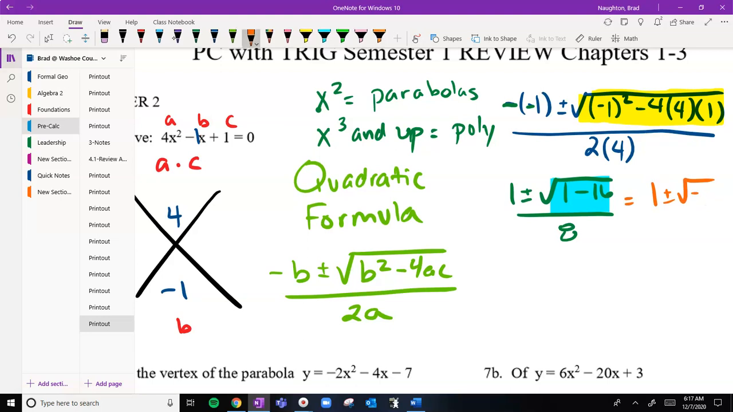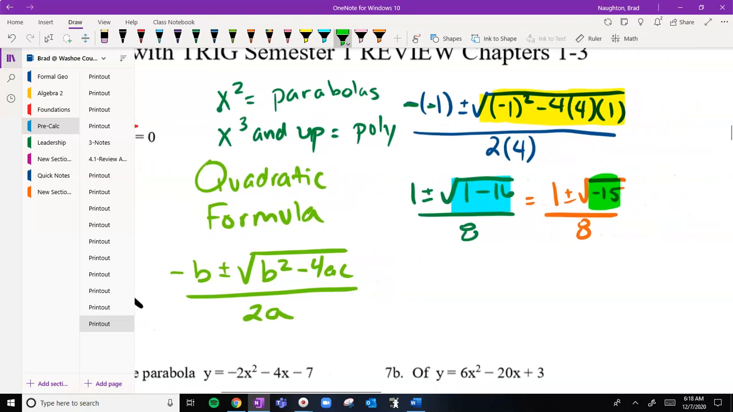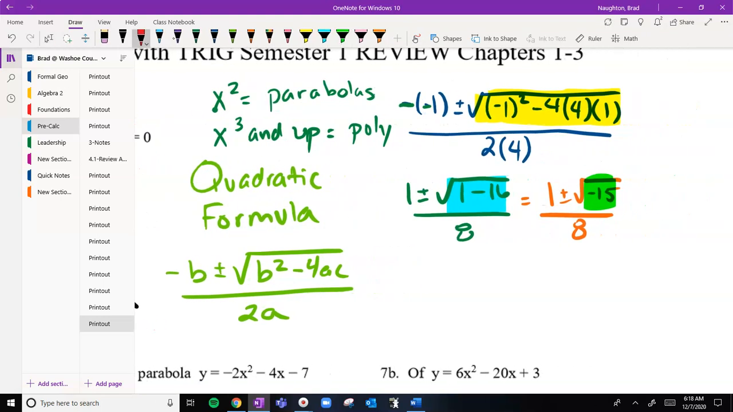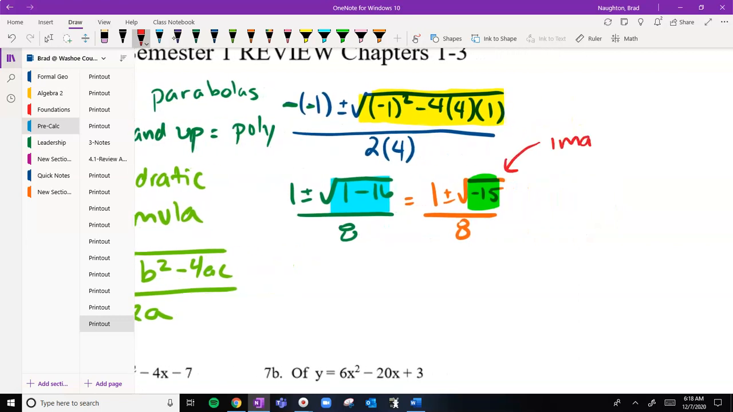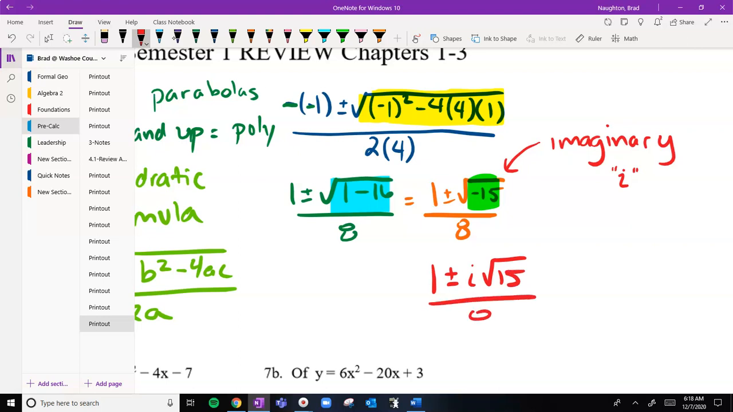I don't know where I wrote 115. It's kind of crazy. Anytime you have a radical and you have a negative inside of it, that's imaginary. So to account for that, we're going to use the imaginary unit i. This is going to be 1 plus or minus i root 15, divided by 8. And so that is our answer.